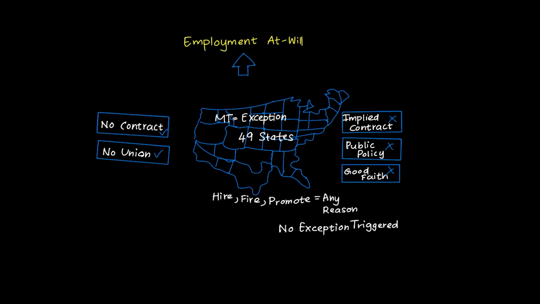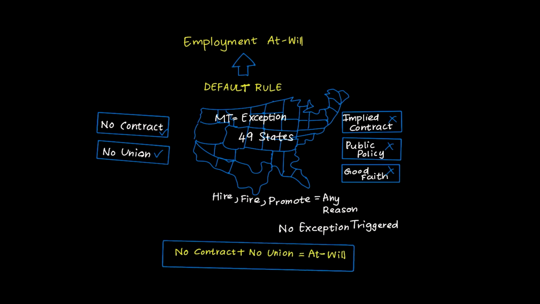Here's a WGU D351 OA exam tip for you. When a question says no contract and no union in a private company, employment at will is almost always the answer. Quick recall hook. No contract plus no union equals at will.